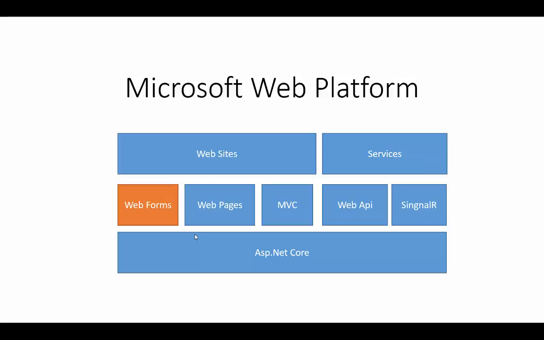But to develop websites or services, you need a tool. Microsoft provides a great tool, which is Visual Studio. Where can you get Visual Studio? You can get it at www.visualstudio.com. There are lots of different editions of Visual Studio. There is the Enterprise Edition, there is the Express Edition, which is completely free, and there is the Community Edition.